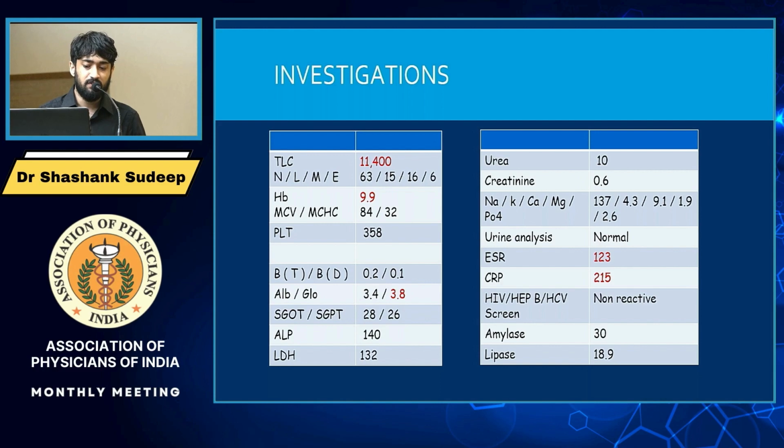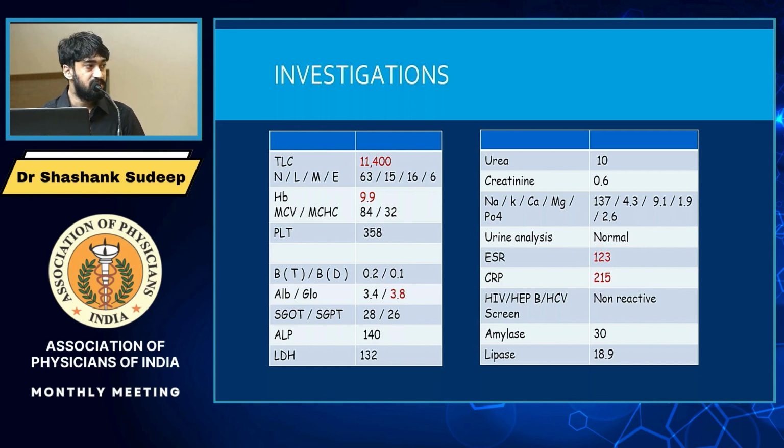MCV of 84, platelet counts of 358. Liver function was showing a mild AG reversal as well, with the globulin on the higher side of normal. Liver enzymes were grossly normal, LDH was normal, ALP was normal. Inflammatory markers by way of ESR and CRP were elevated significantly.